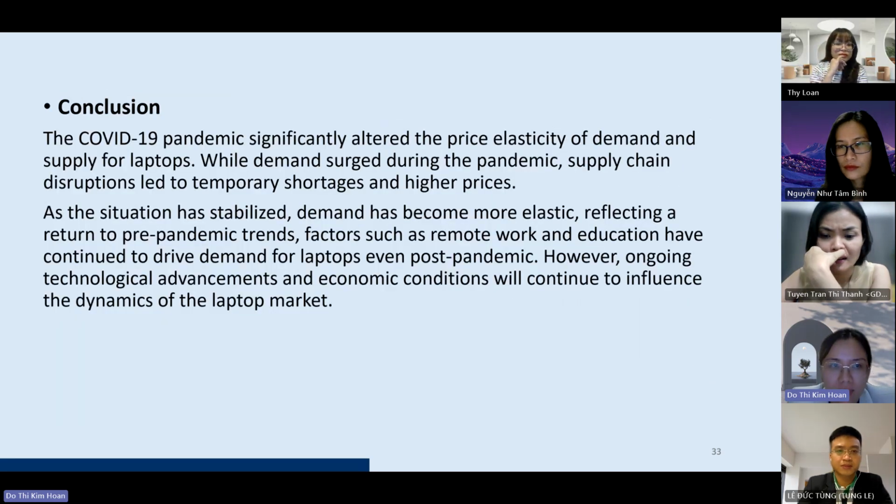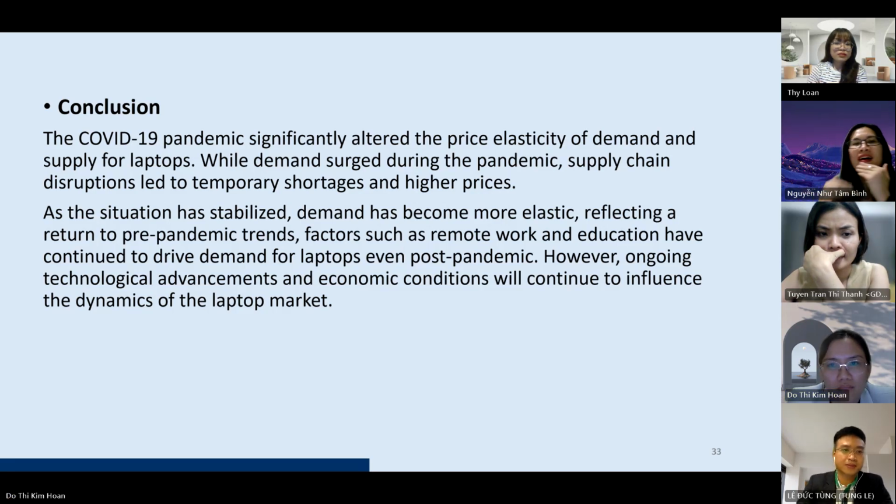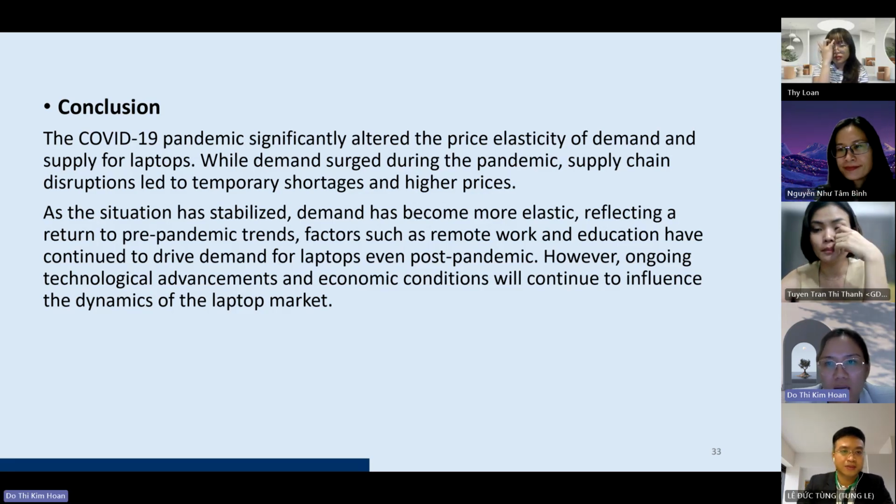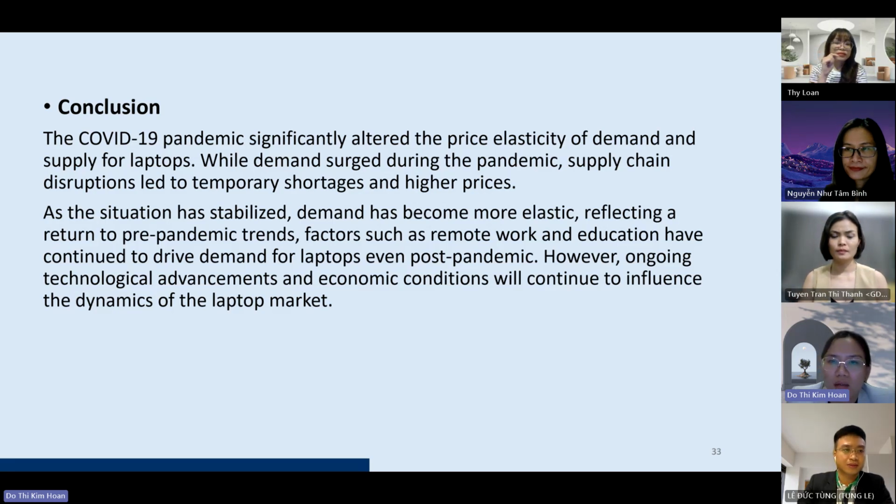Finally, regarding the COVID pandemic, price elasticity of demand and supply for laptops changed and was not stable. And I think it helps businesses now to have a better way to control things at that time. That is my reason.